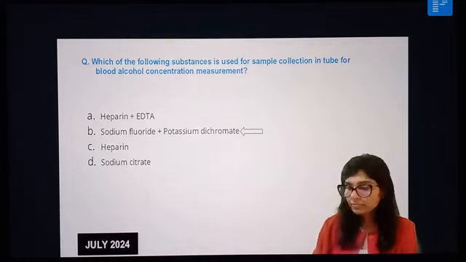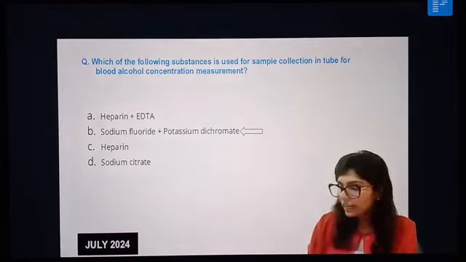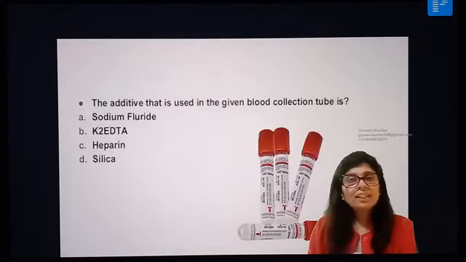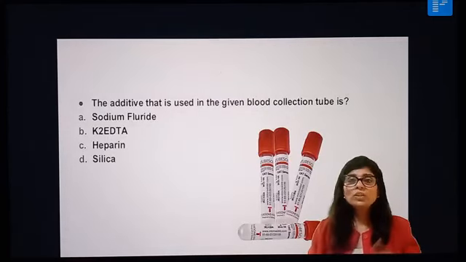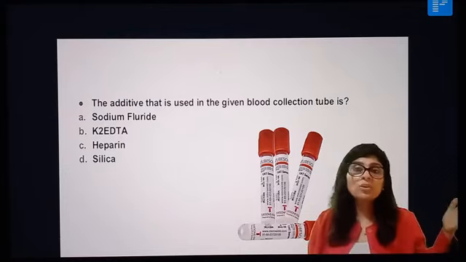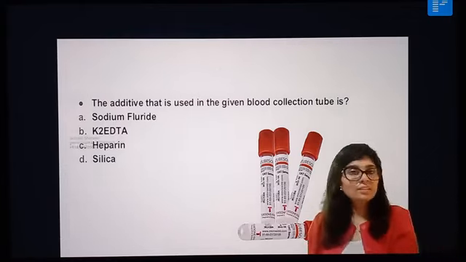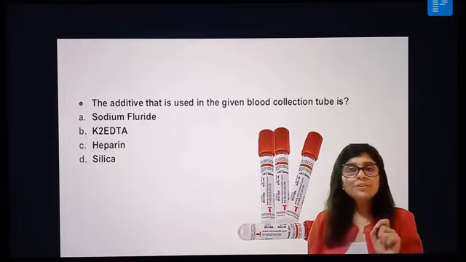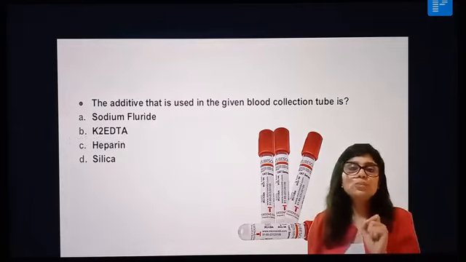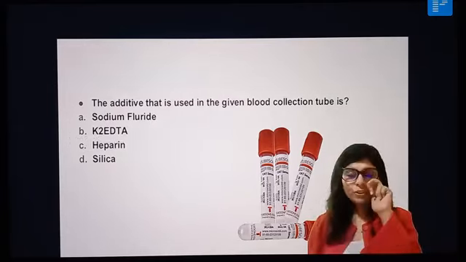Okay. So, answer this question. The additive that is used in the, because they have asked you about the additive for alcohol estimation last time, they can ask you some other additive this time, right? So the additive that is used in the given blood collection tube is, what color cap do you see?